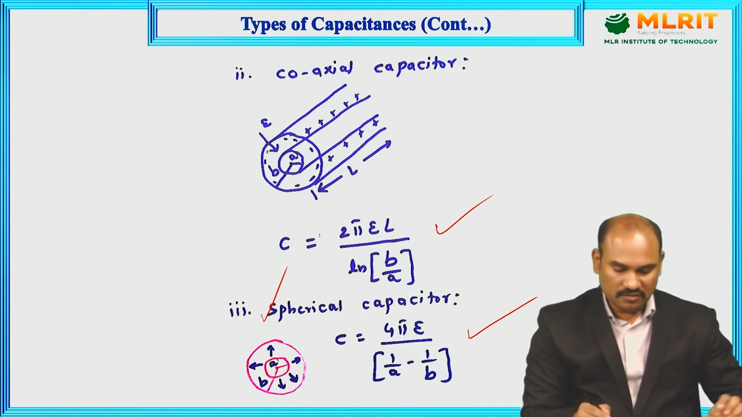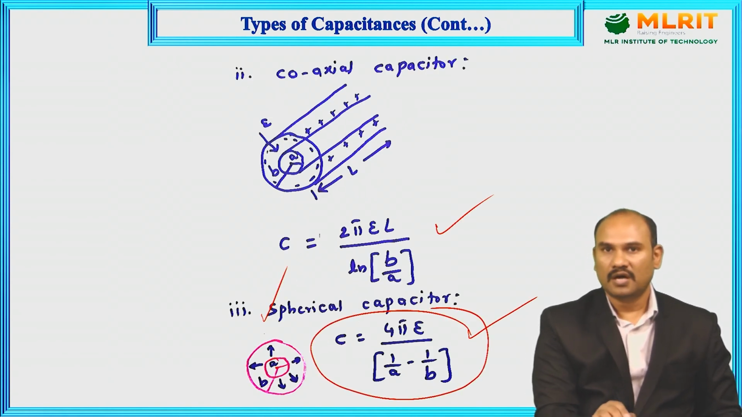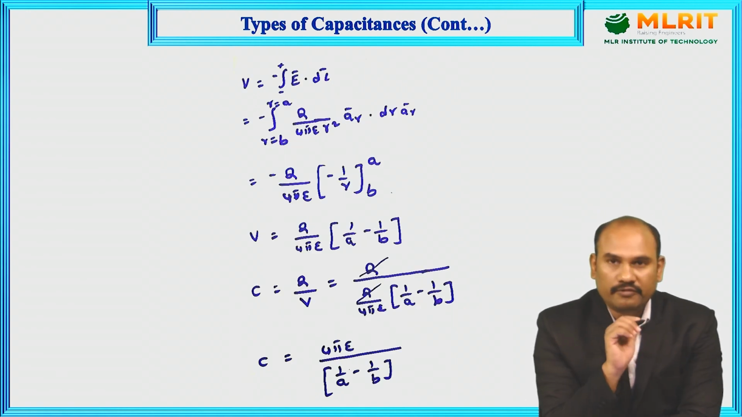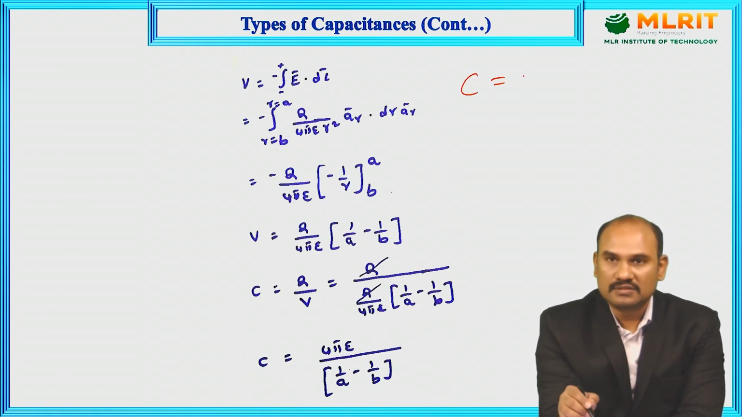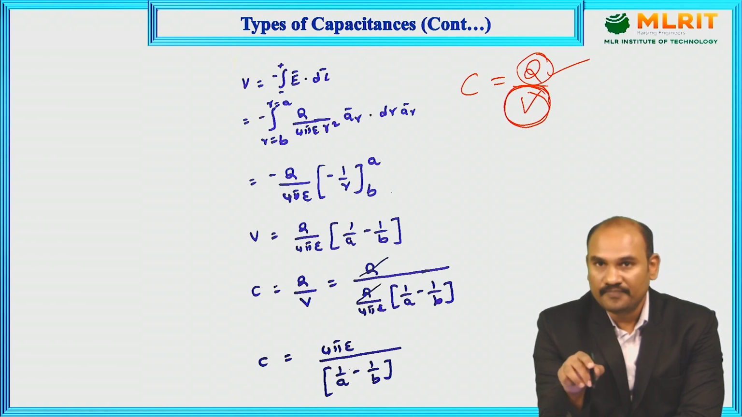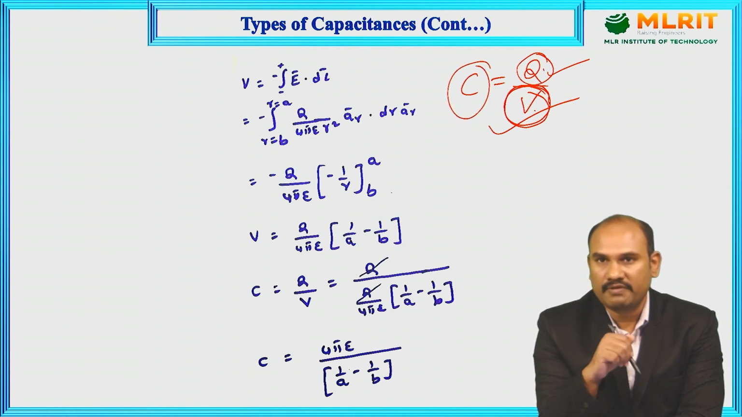What is the capacitance of the spherical capacitor? 4 pi epsilon by 1 by A minus 1 by B. How do you get this expression? I will explain. If you want to calculate capacitance, what do you require? C equal to Q by V. Q is electric charge, V is electric potential. First, we have to calculate the electric potential for the spherical capacitor, so I will start with V. After getting V, you divide Q by V, and then you get the previous expression.